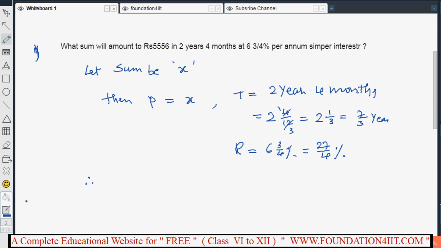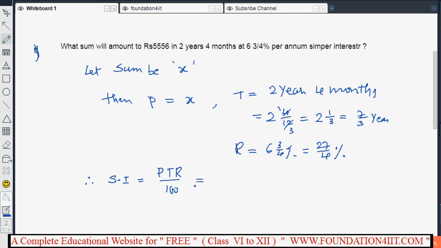Now P is equal to x, time and rate. So first let us take the simple interest, because amount is given. So simple interest is equal to PTR by 100.